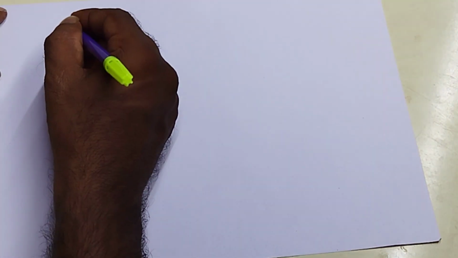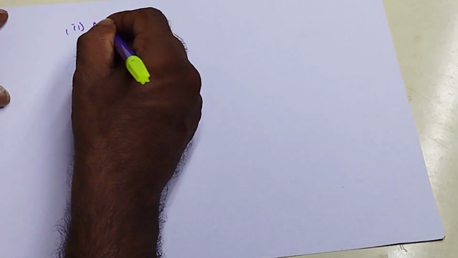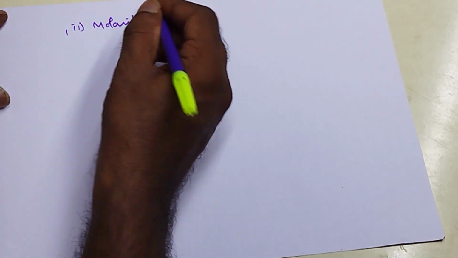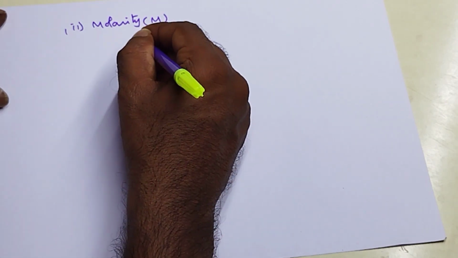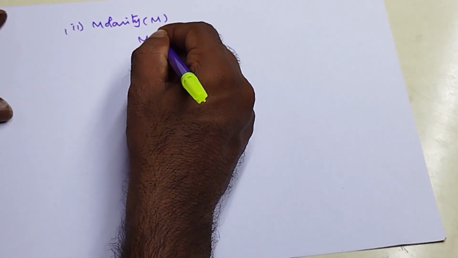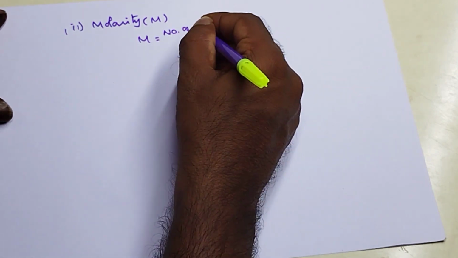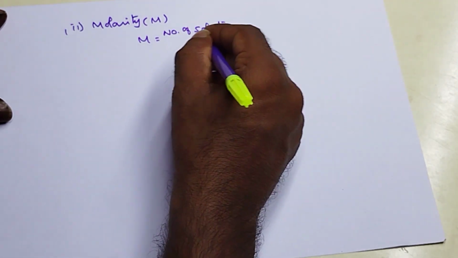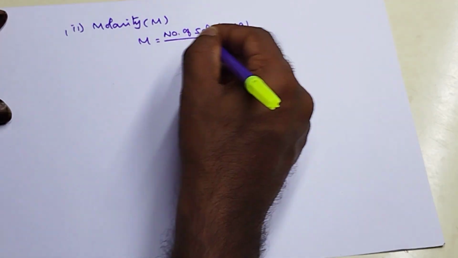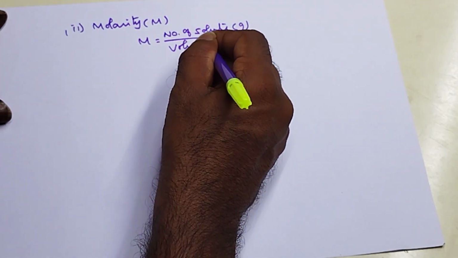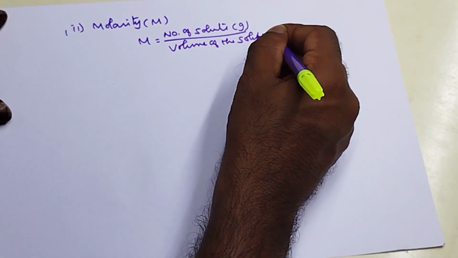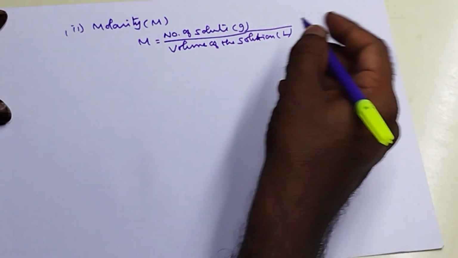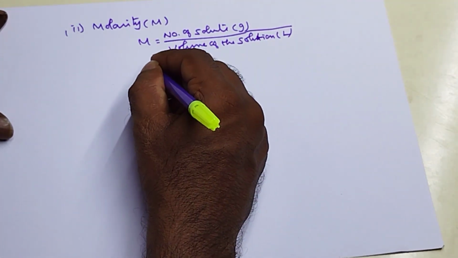Now let us discuss the second one, molarity. M-O-L-A-R-I-T-Y. It is denoted by the capital letter M. How can you define molarity? Molarity is defined as the number of moles of solute divided by the volume of the solution, with the volume expressed in liters. The same thing we can convert into a formula.